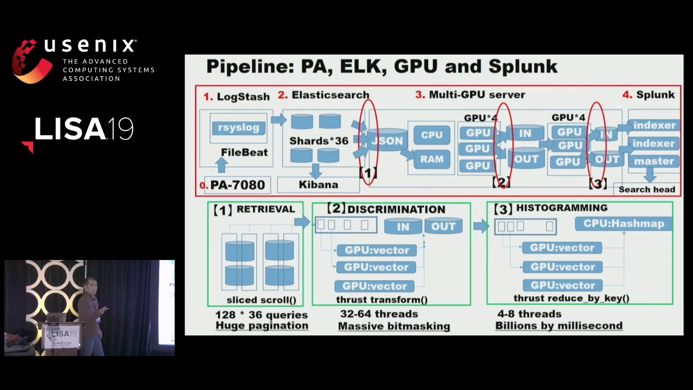Okay, let me take a brief look at the pipeline. Our pipeline is composed of PA, firewall, Logstash, Elasticsearch, GPU, and Splunk. We have set acceleration modules at 3 points: retrieval, discrimination, and histogramming.